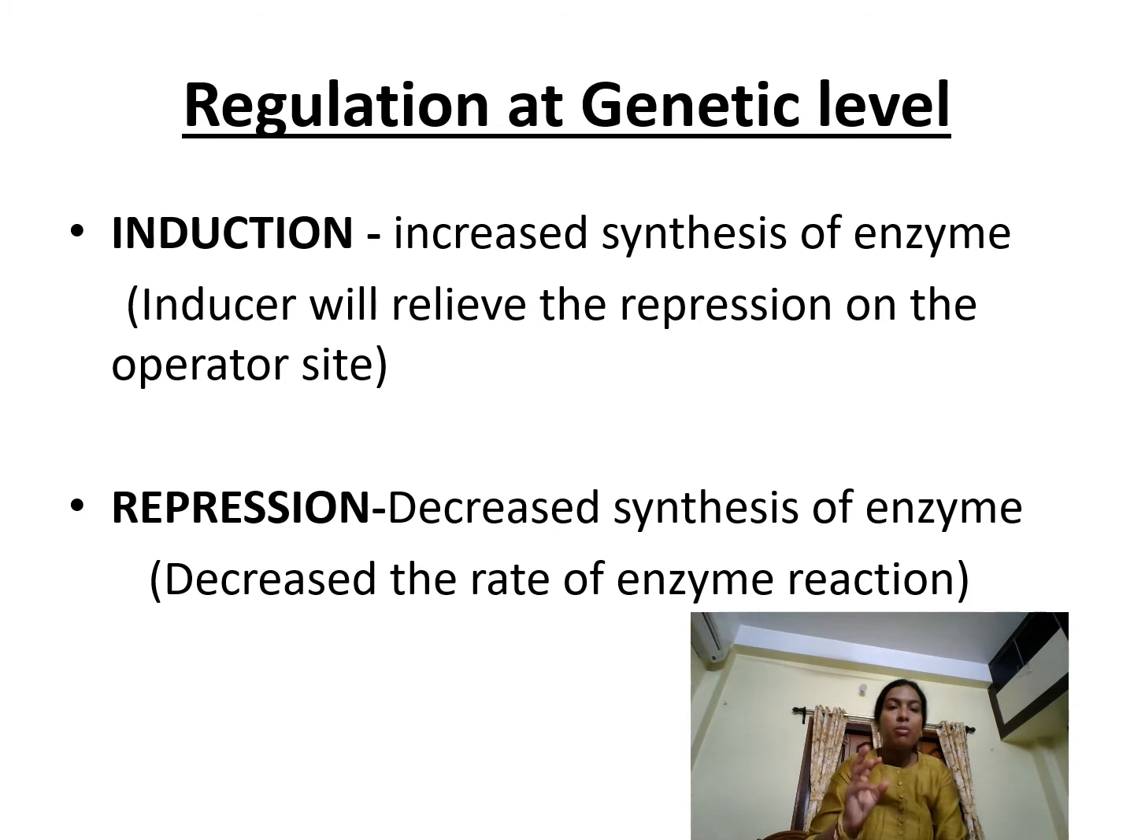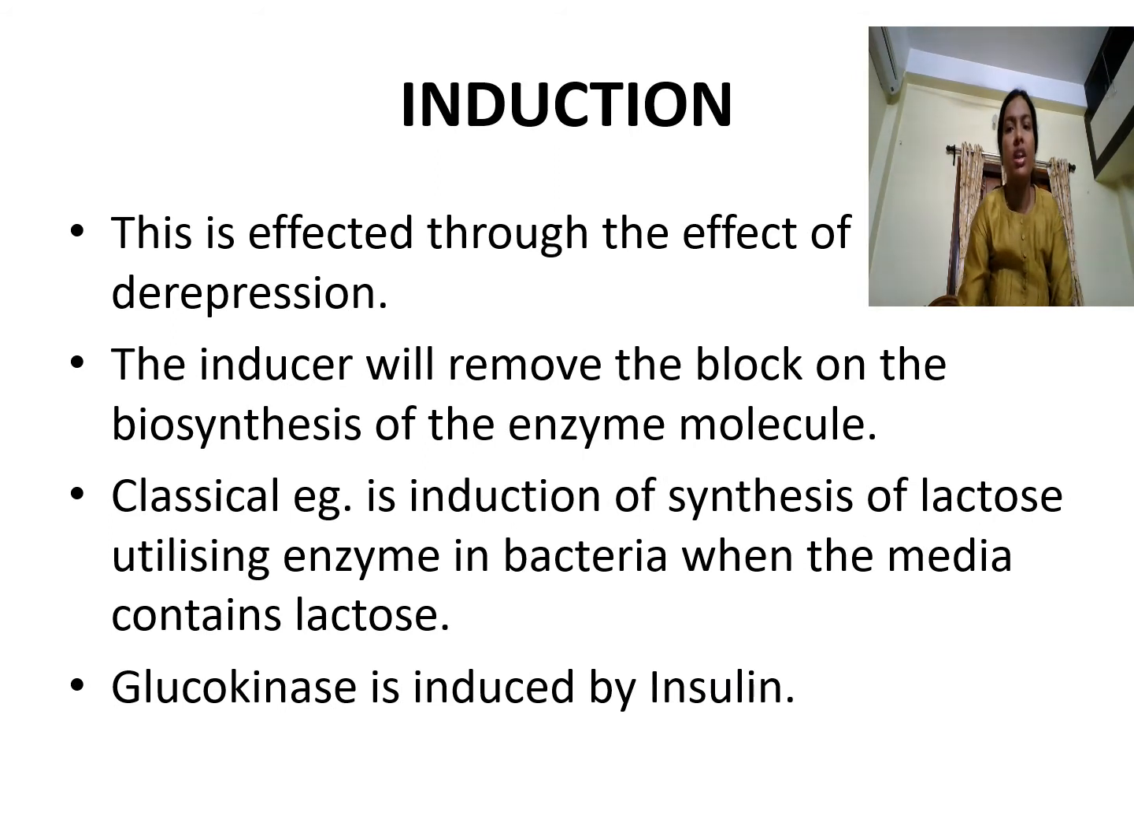Okay, so some repressor molecules are there. They inhibit the enzyme synthesis, and some inducer molecules are there. How do they act? They relieve the repression and they increase the enzyme synthesis. So these two, that is induction and repression, are the two main things which operate the regulation at the genetic level.